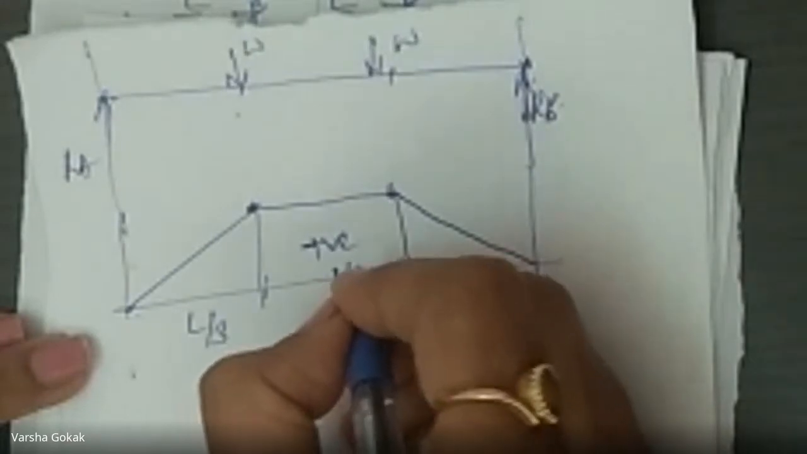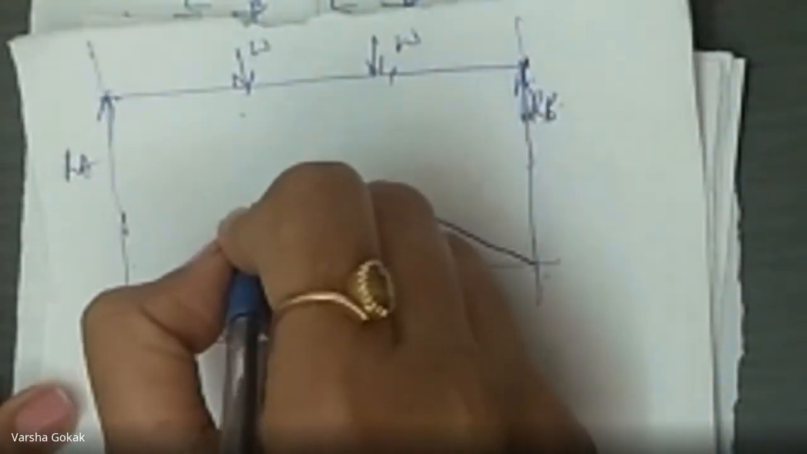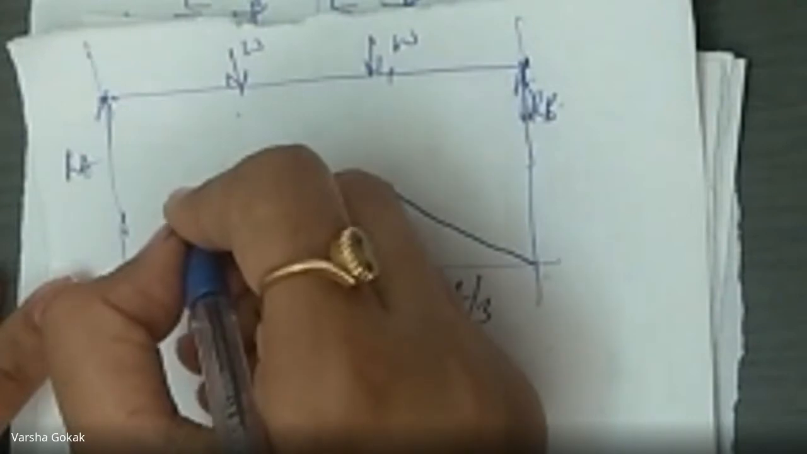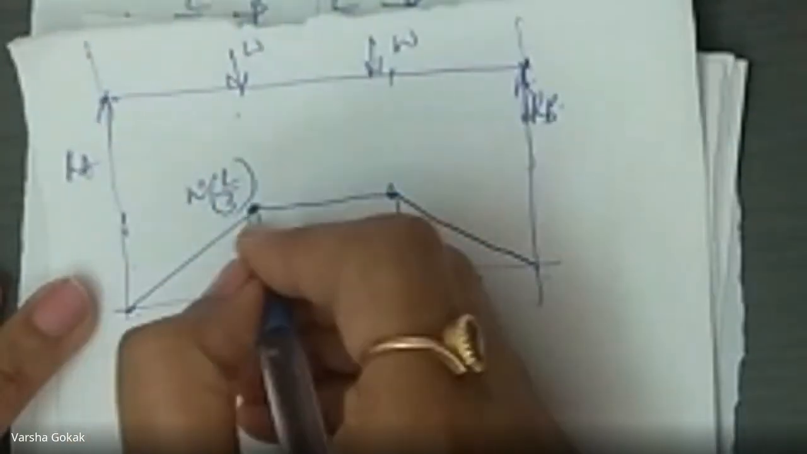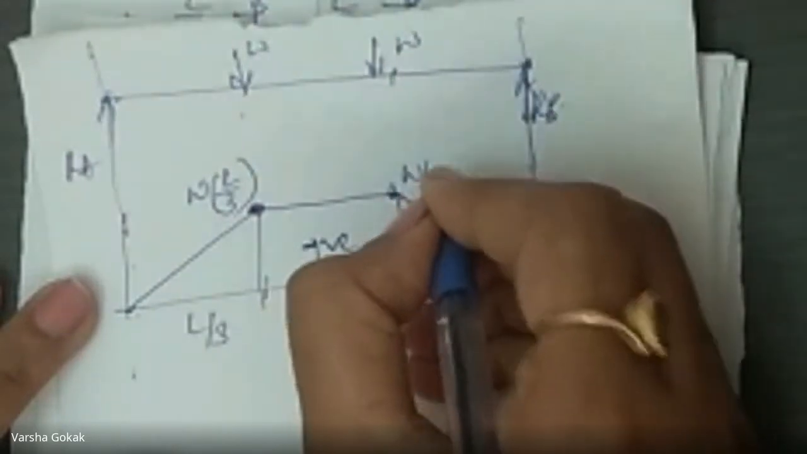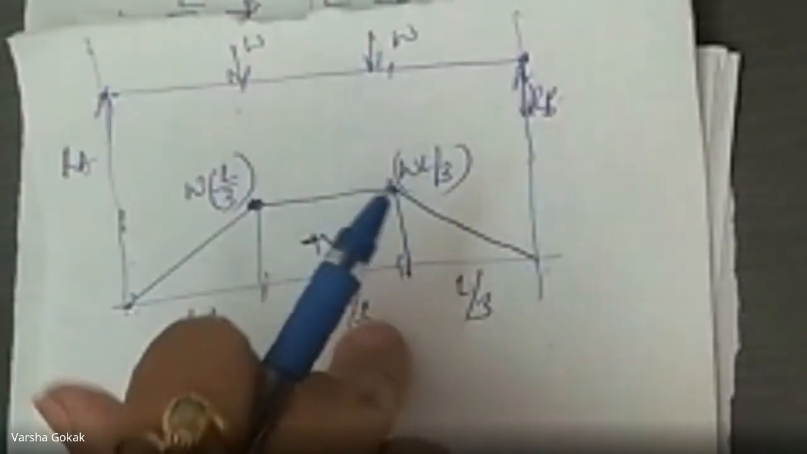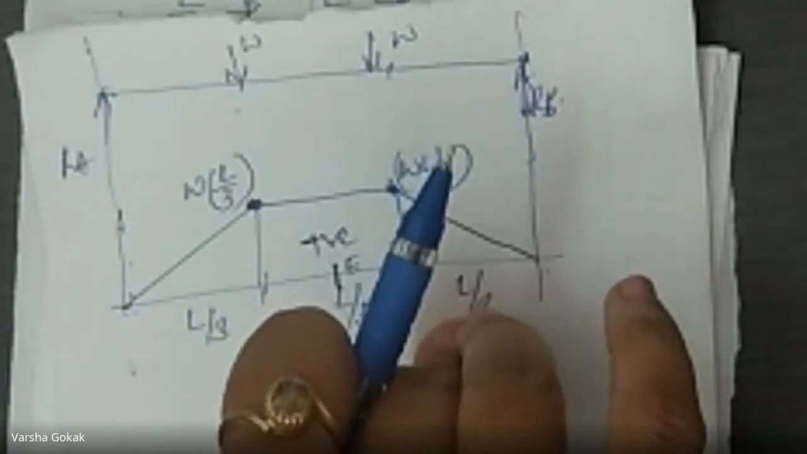And this is the point E. And what is the value at this junction? Value at this junction is RA, that is W into L by 3. WL by 3 is the value at this point. Here it is 0. So this is the bending moment diagram. Okay. So clear with the bending moment diagram. So we have to first draw the bending moment diagram as shown.